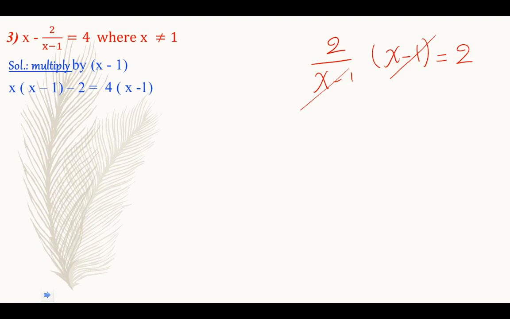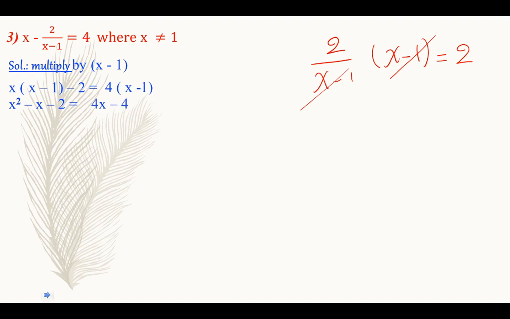Now we are going to distribute x over the 2 terms of the bracket x minus 1, and distribute 4 over the 2 terms of the bracket x minus 1. x multiplied by x will be x power of 2, x multiplied by negative 1 will be negative x, and negative 2 is left over. 4 multiplied by x minus 1 will be 4x minus 4.